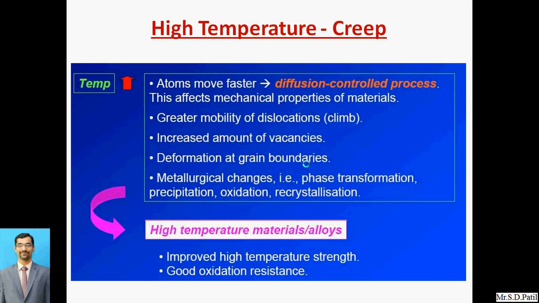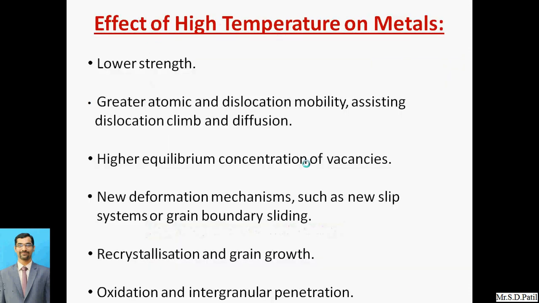Whatever metallurgical changes there are, such as phase transformation and recrystallization, may occur. High temperature materials improve the high temperature strength and give good oxidation resistance. If the temperature keeps increasing, it may create creep in that particular material.